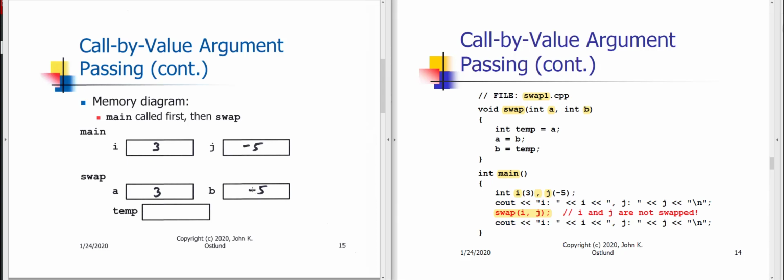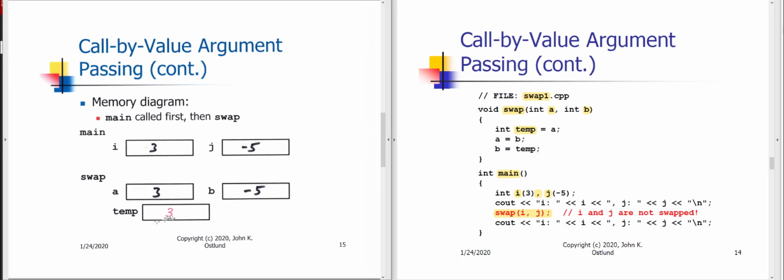Okay, now we're going to execute the statements within the swap function. The first statement within the swap function is creating a local variable called temp, containing an int, and we're initializing temp with the value of a. So a copy of that 3 becomes the initial value of temp. All right, and so there we are. That's the first executable statement within the body of swap.